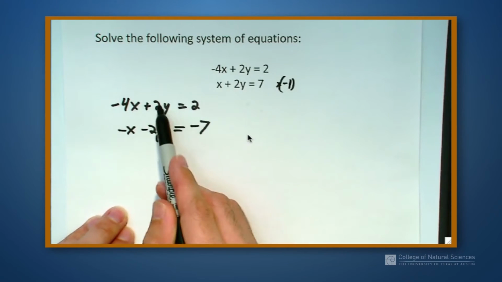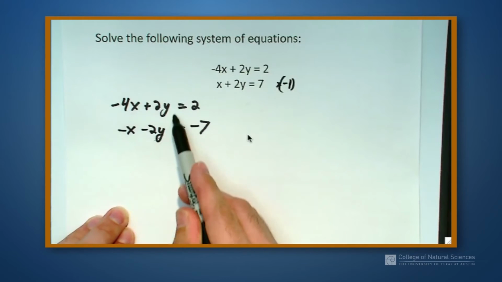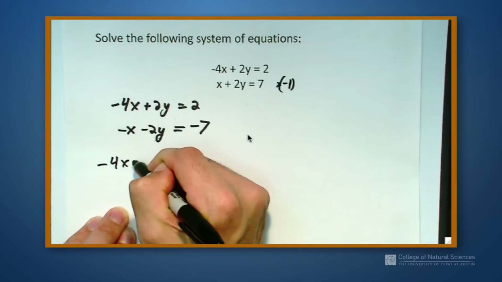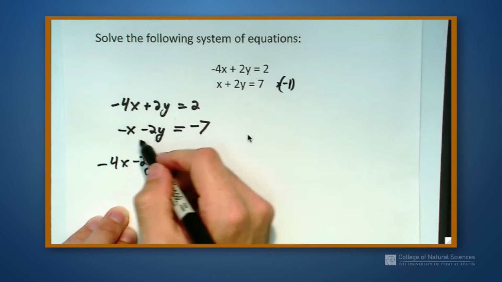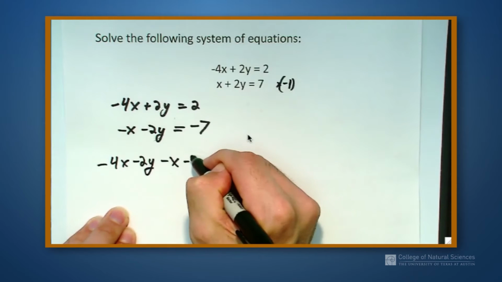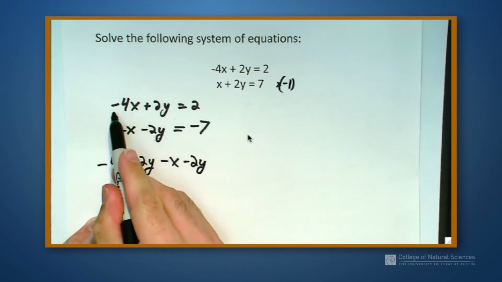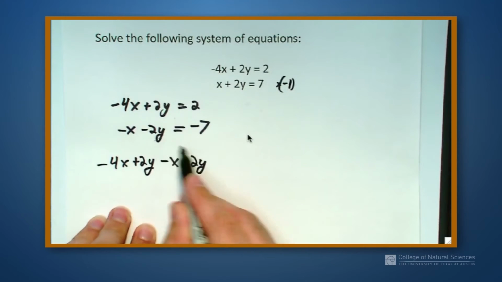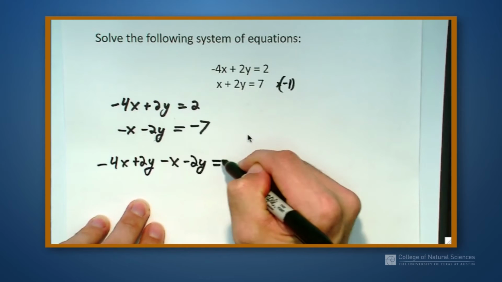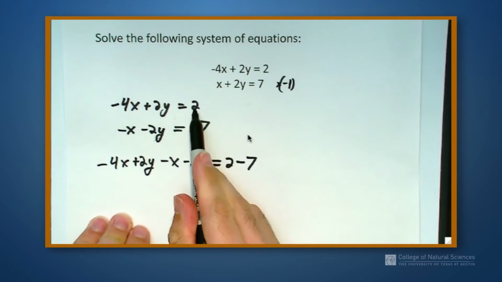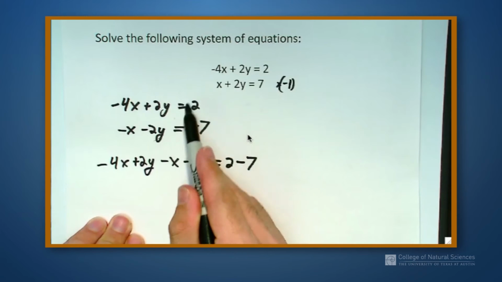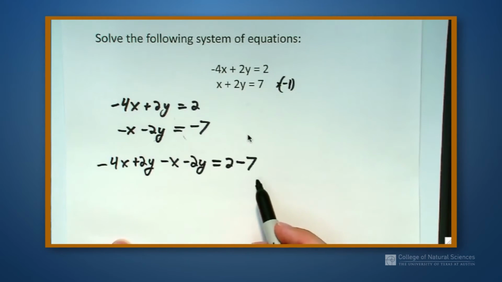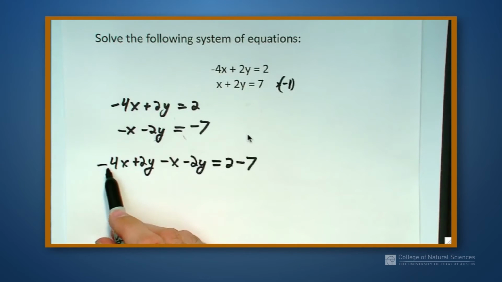Now I'm going to combine them. I'm going to write down all of the stuff on the left and all of the stuff on the right. So negative 4x plus 2y minus x minus 2y, oops, I screwed up, minus 4x plus 2y, minus x minus 2y is equal to 2 minus 7. All the stuff on the left, all the stuff on the right gives me a combined equation, a combination of these equations.